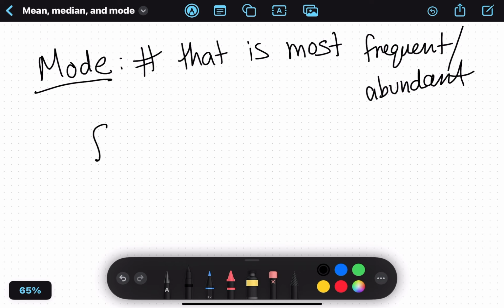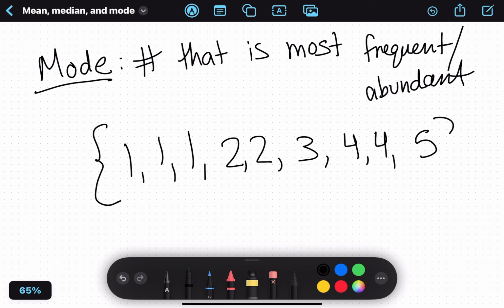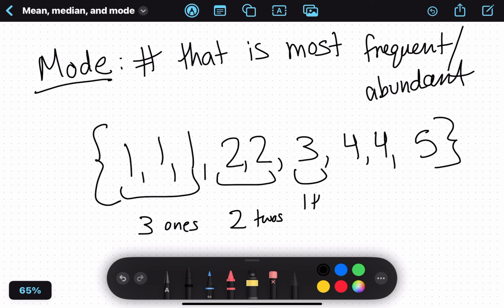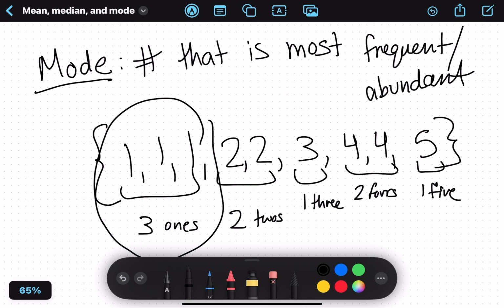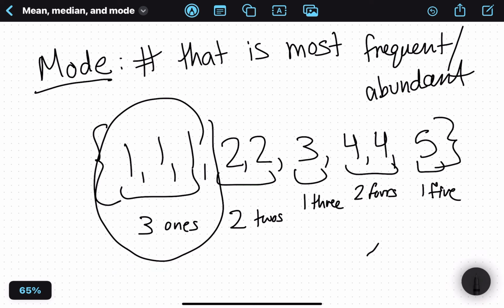Okay, so let's say we had a data set, and it is normal for values to repeat, obviously, when we're doing data sets. So let's say we have this data set. What would our mode be? Well, we have a total of 3 1s, 2 2s, 1 3, 2 4s, and then 1 5. So as we can see here, 3 is the greatest amount of a number, so our mode here is 1 in this data set.